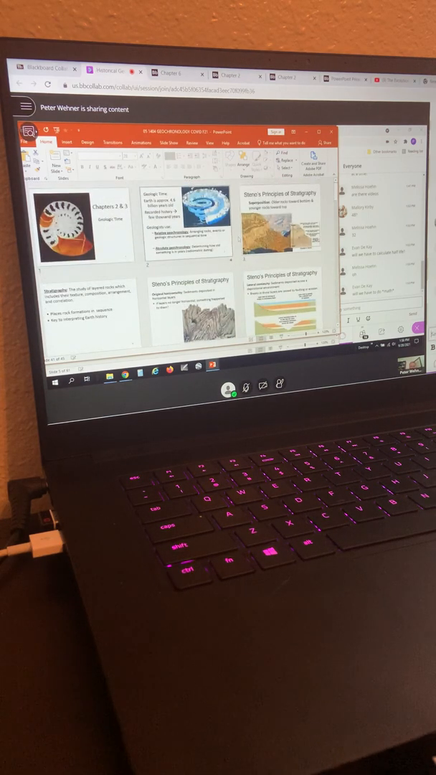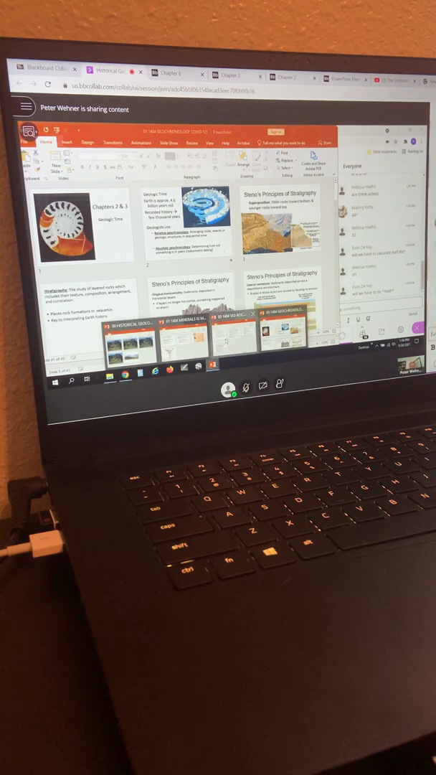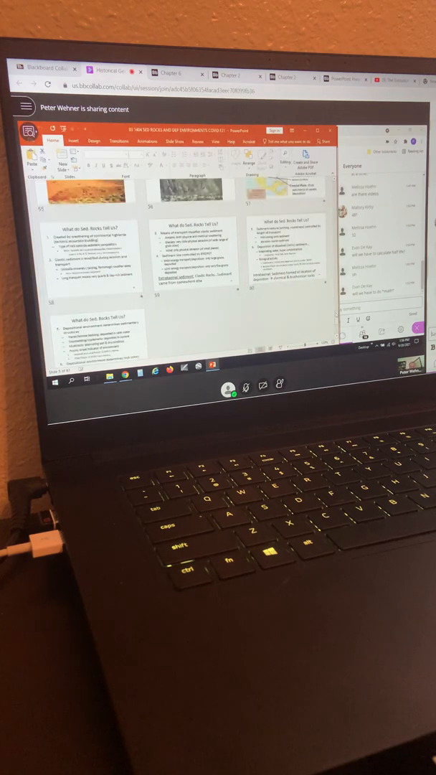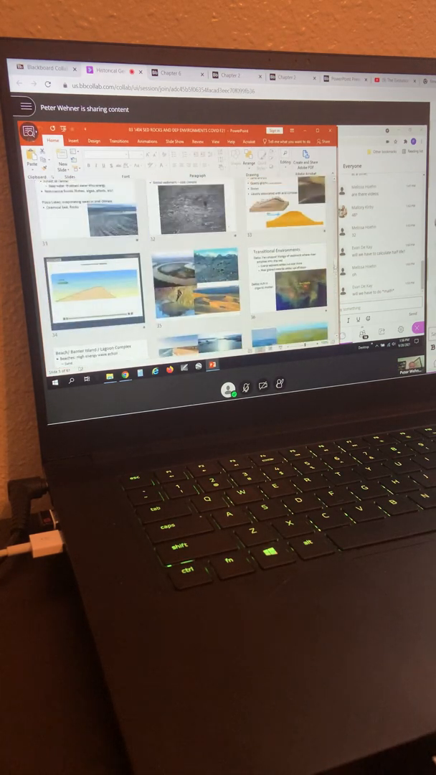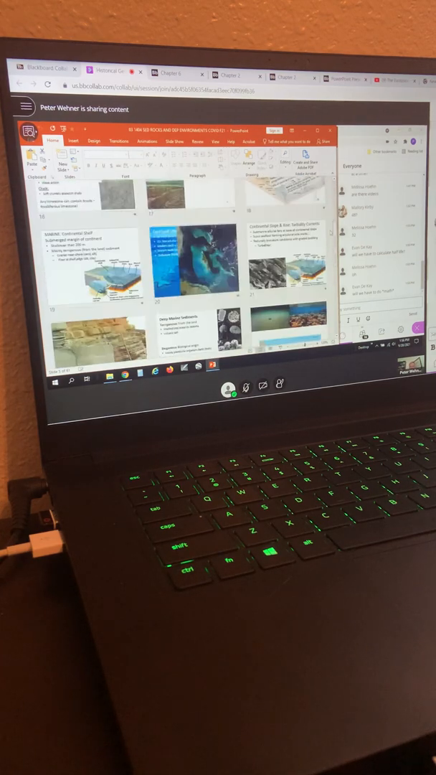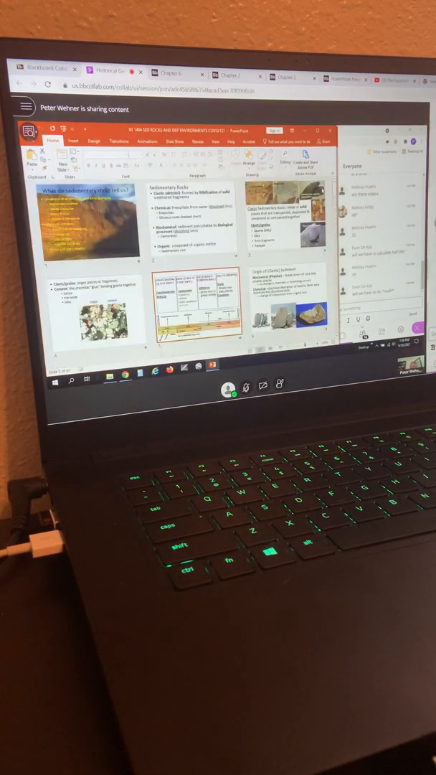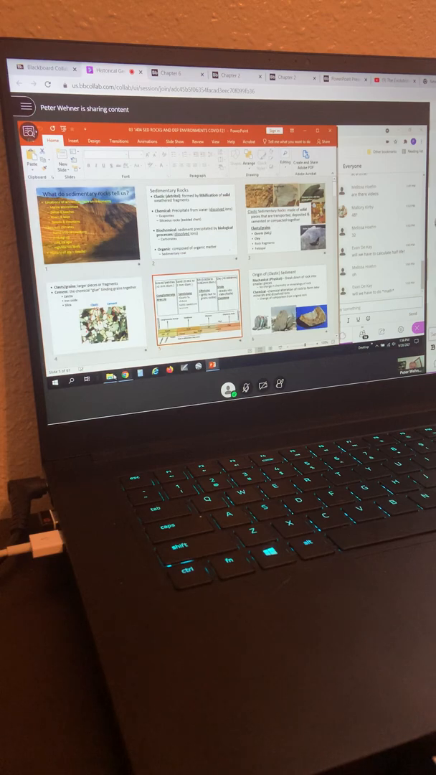So geochronology, like I said before, most of this should have been reviewed. Only a tidbit of it shouldn't have been new. Sedimentary rocks, again, a lot of review as well, but we got into it in a little bit more detail. This idea of depositional environments and different kinds of sedimentary rocks should all have been basically reviewed.